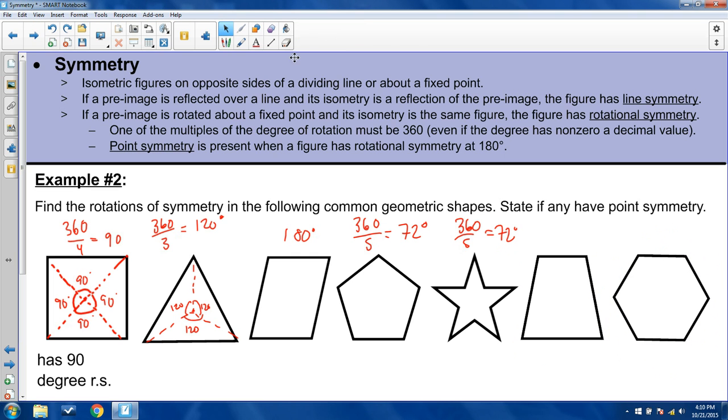And the regular hexagon, 1, 2, 3, 4, 5, 6. It has rotational symmetry at 360 divided by 6, which is 60 degrees. Rotational symmetry of 60 degrees.